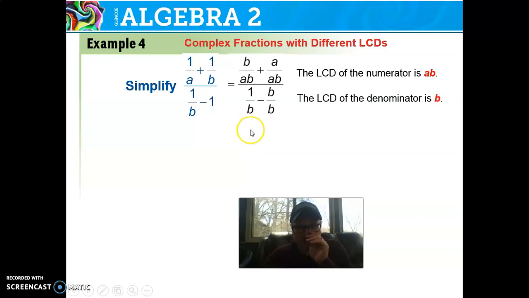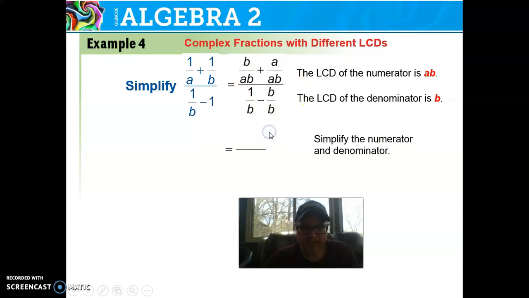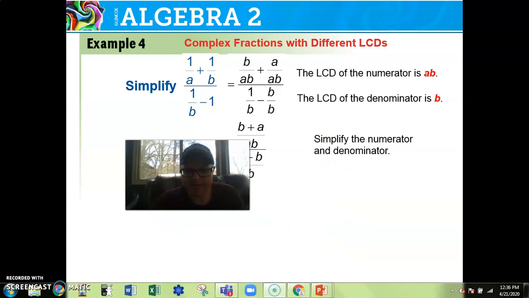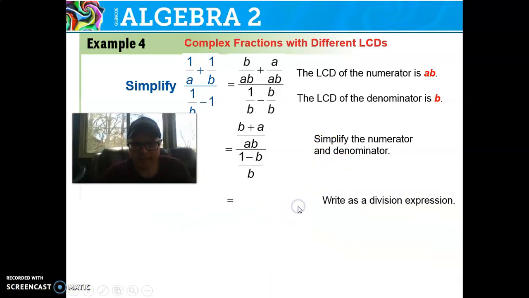So we'll get it ready to add fractions. Again, you could do b plus a over ab and 1 minus b over b. Simplifying the numerator and the denominator, this would be b plus a over ab, and this would be 1 minus b over b. What we do next is we convert this into a division expression.